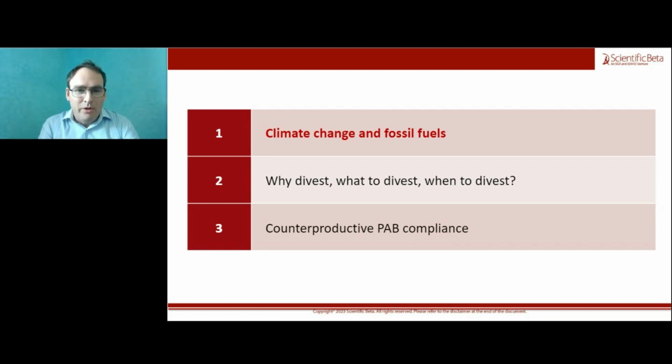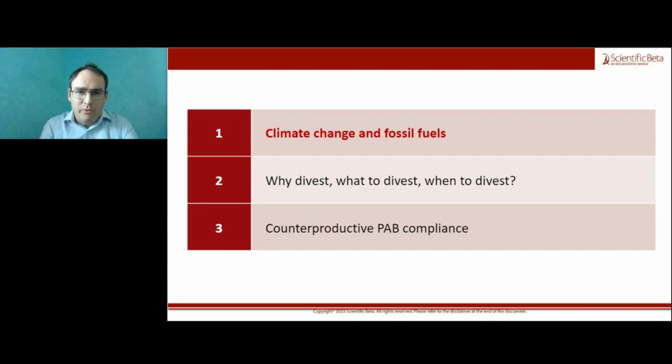The second part is more specifically about the divestment. Why divest? So what could be the reasons, the motivations for divesting fossil fuel companies? What to divest? So coming back to the different types of fossil fuels, should one make a difference and take different approaches to the different types of fossil fuels? And also when, in terms of the time horizon: should you divest immediately, or should you give companies a bit more time, for example, to transform their business model and to transition before you eventually divest?